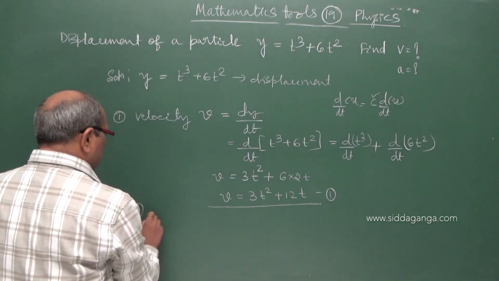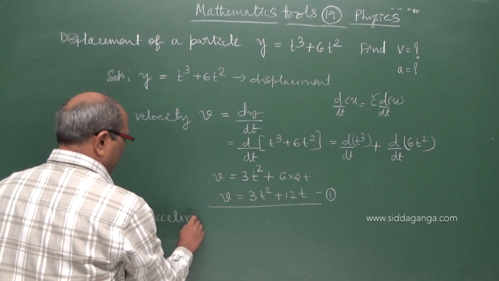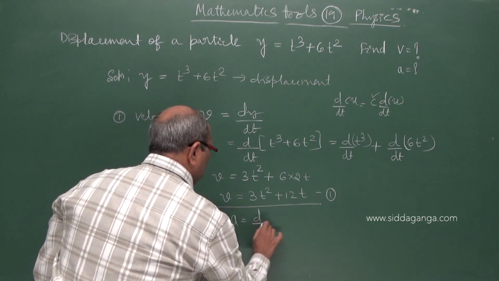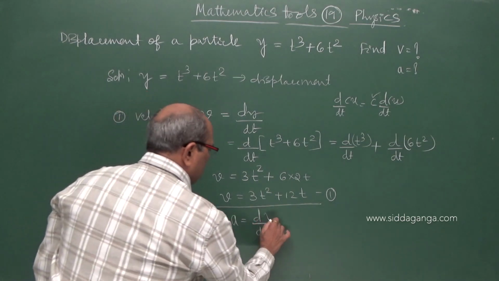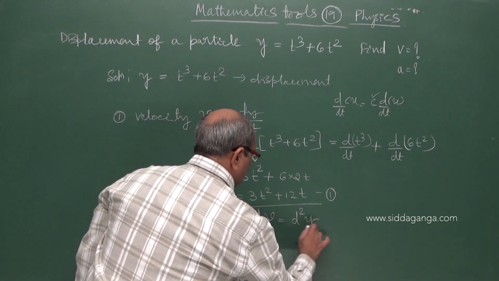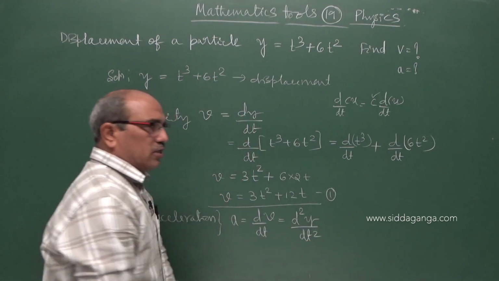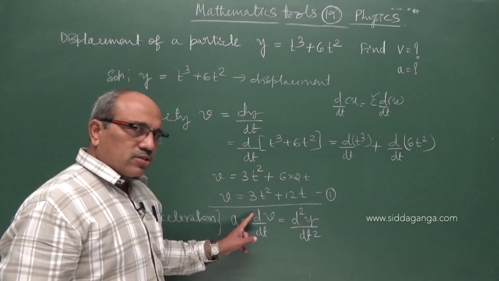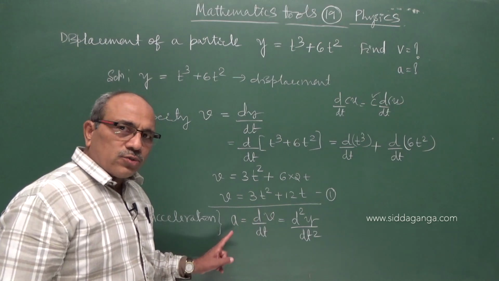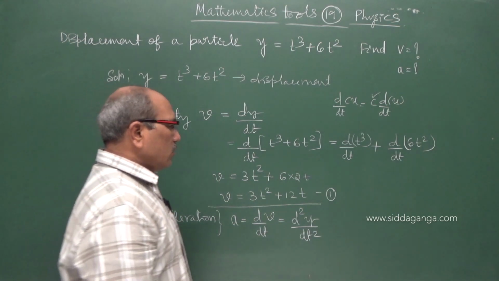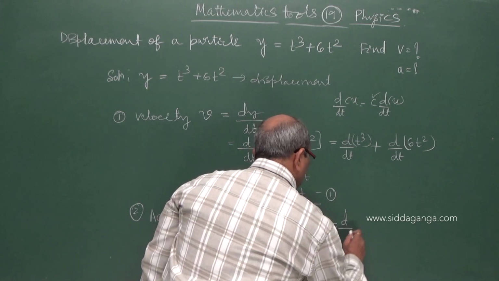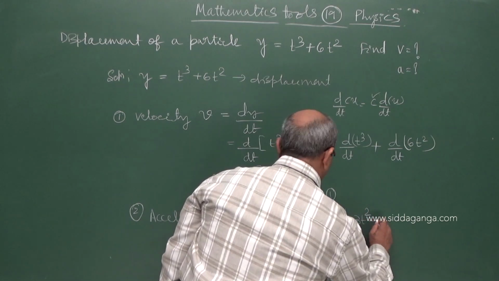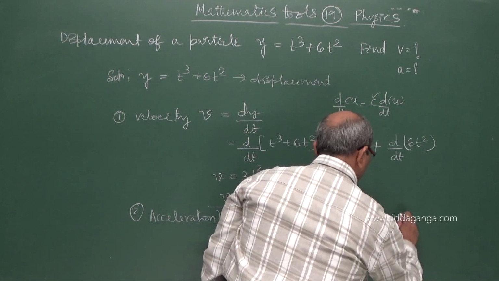The second question is on acceleration. Acceleration can be written as the differential of this, or it can also be written as d square y by dt square. As I told, the second order derivative of displacement, or the first order derivative of velocity, gives you the acceleration. Now let us substitute for d by dt of v. V can be taken as 3t square plus 12t.